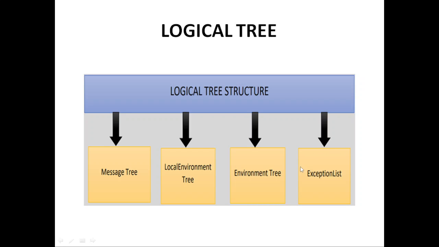Now coming to the exception list. Exception list is a tree which is populated in case some exception happens. If you want to access something from the exception list, you have to use the input exception list. And if you want to send something, you have to use the output exception list.